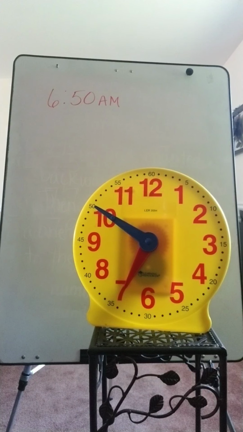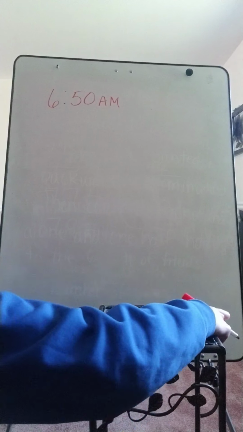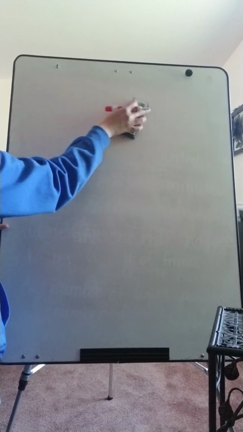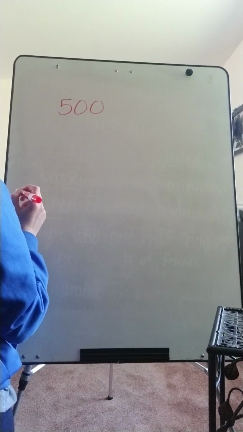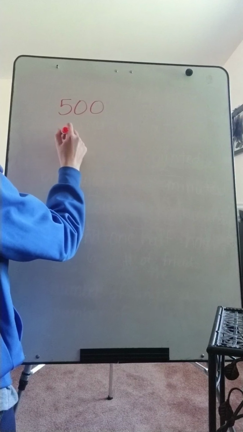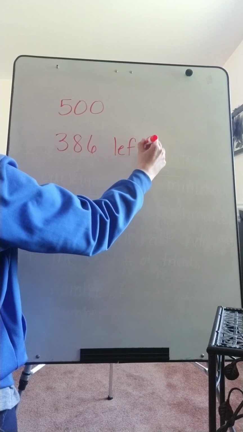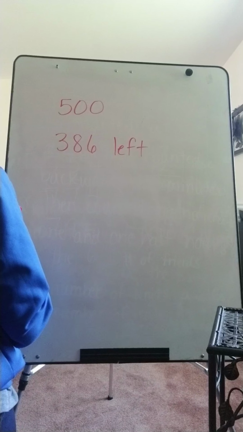Number 2, a pet store orders 500 bags of dog treats. At the end of the first week, there are 386 bags left. The next week, they sell 115 bags. How many bags are left now? How many bags of dog treats were sold in all? So let me move our clock here. All right, so they ordered 500 bags. Okay. First week, there were 386 left. Okay. The next week, they sold 115 bags.